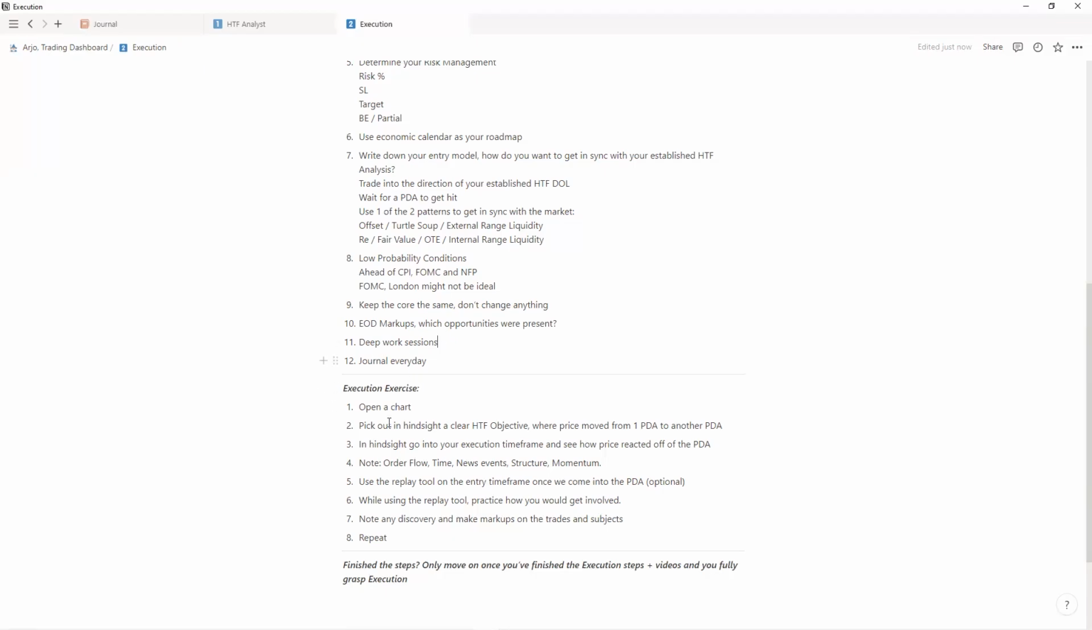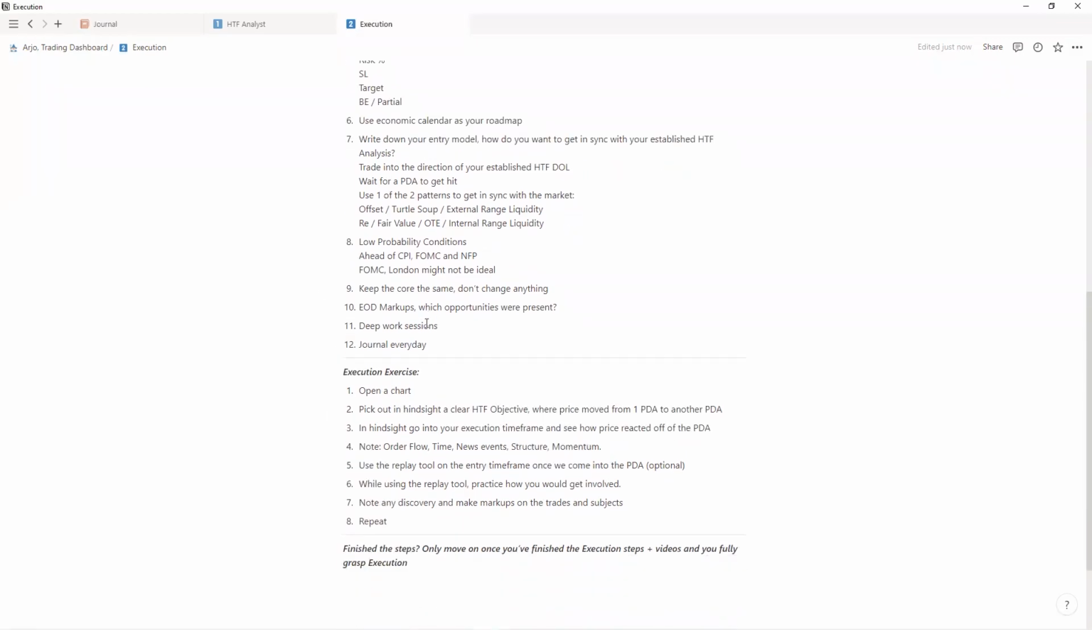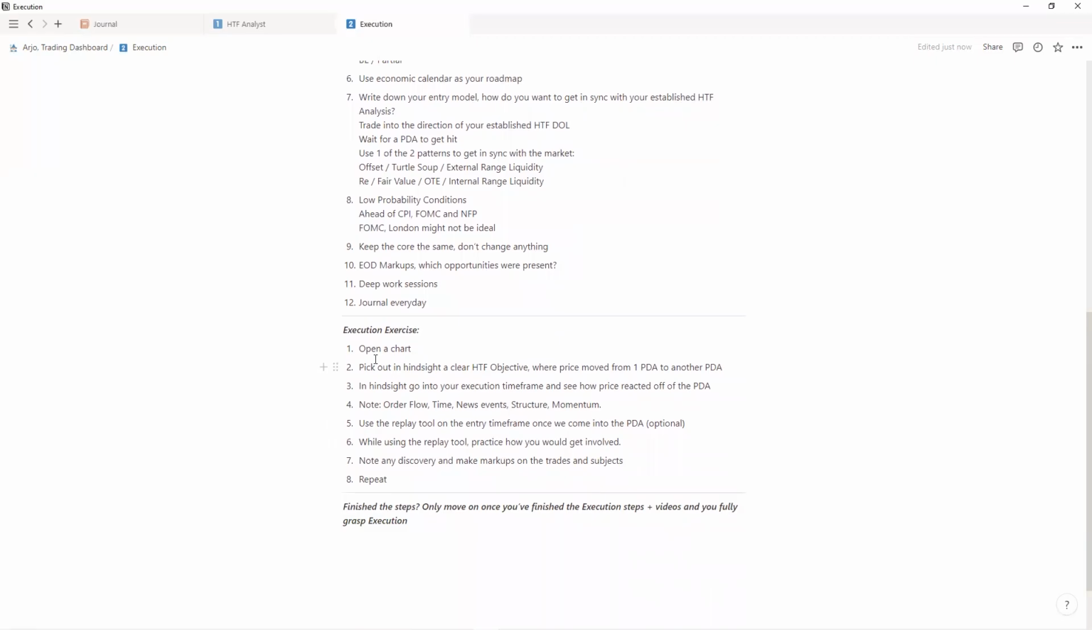For a deep work session, for example, an execution exercise, open a chart. Could be any chart, preferably, like we discussed, the chart you are going to trade, the pair you are going to trade. Let's say, for example, EU. We're going to trade EU. Pick out, in hindsight, a clear high time frame objective, where price moved from one PD array to another PD array. So we are going to act like our high time frame analysis was correct.